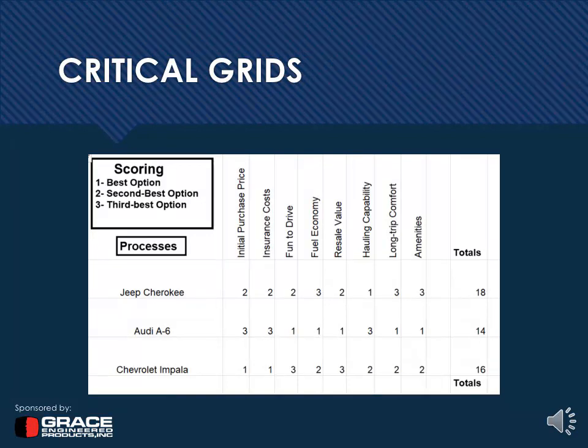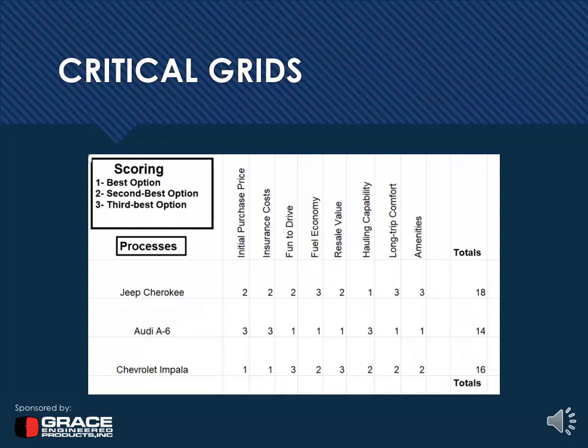So for example, with respect to the initial purchase price, the Chevy Impala is the cheapest vehicle, which would be the best price. The Jeep Cherokee would be the next best price, and the Audi would be the most expensive. We will do this across each one for insurance costs, fuel economy, resale value, and so on. And in the column on the right, the lowest point value would actually be the best option. In other words, that one got the lowest total number of points.